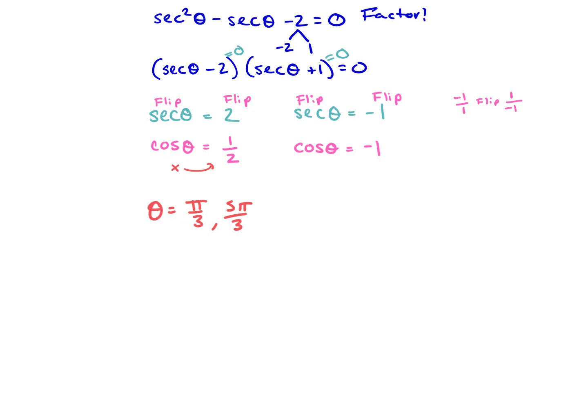And then, again, we have cosine equals -1. So cosine tells us we look at the x. Where do we have an x value of -1?